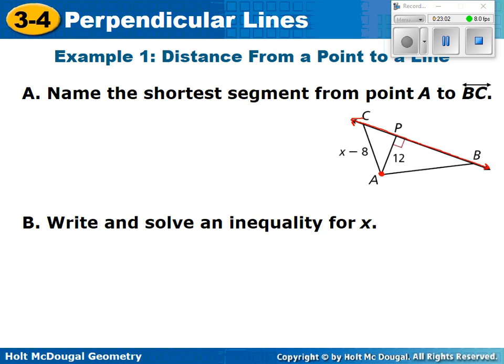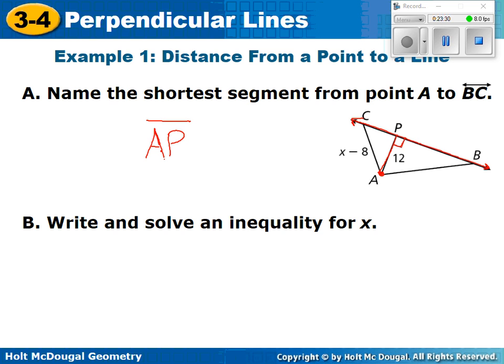AP. Everybody agree? AP is perpendicular to BC. AB and AC would be diagonal, and therefore they would be longer in length. Agreed? So when we name a segment, don't forget that we name a segment by putting a segment above it. So our answer would just be AP with a line segment above it. Pretty easy?